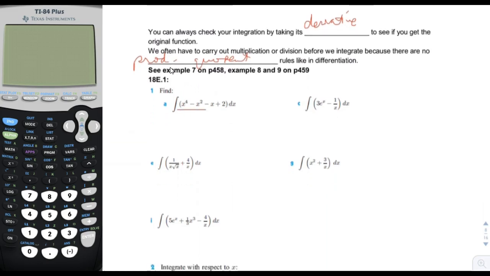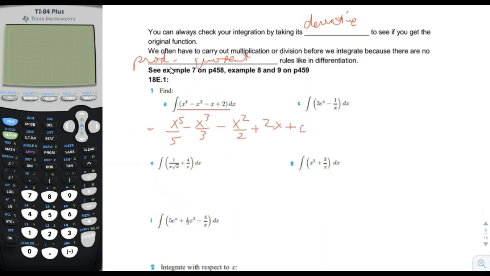So let's take this polynomial here and find the integral of that. The integral of x to the 4th is x to the 5th over 5. The integral of x squared is x to the 3rd over 3. The integral of x is x squared over 2. The integral of 2 is 2x. And then we just put in the signs that are above it because the signs are maintained. Okay, and then plus c at the end.